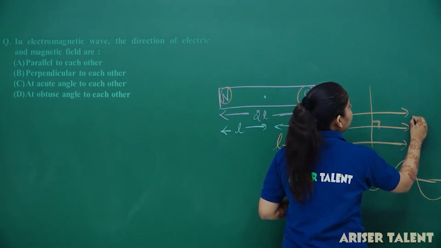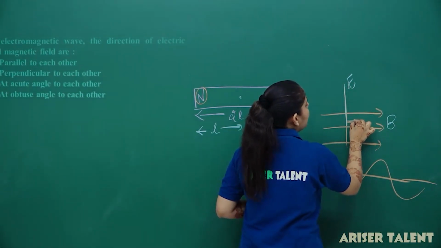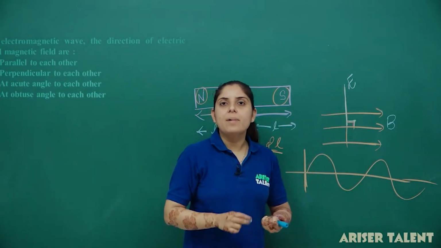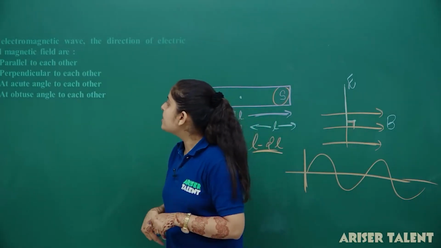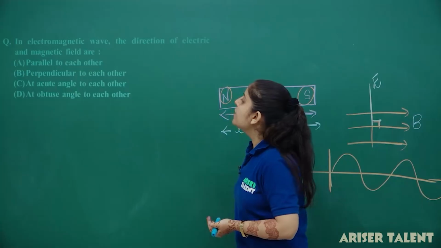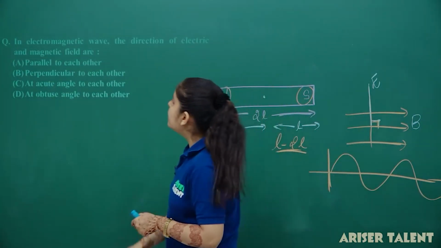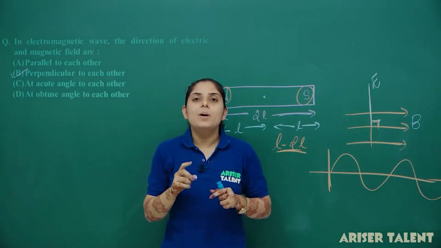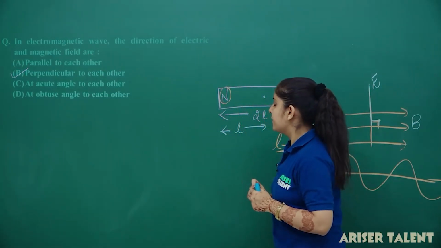If these are the magnetic field lines and these are the electric field lines, they form an angle of 90 degrees here. So in this case, both the electric and magnetic field components are perpendicular to each other. So, which option is satisfying here? Parallel to each other, perpendicular to each other, at an acute angle, at an obtuse angle. I must say that option B is correct, that they will be perpendicular to each other.